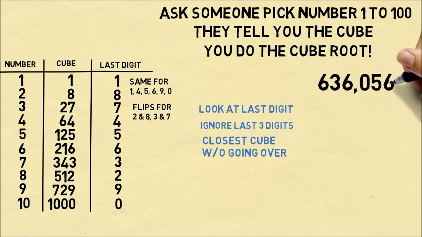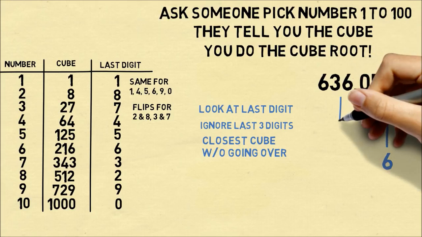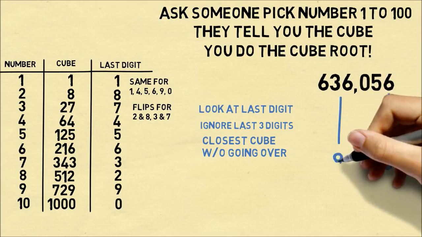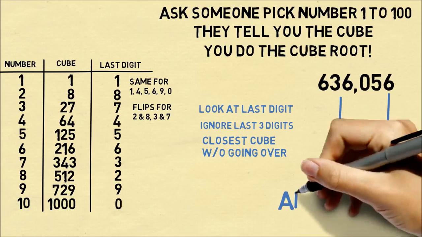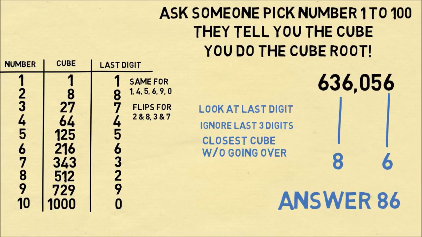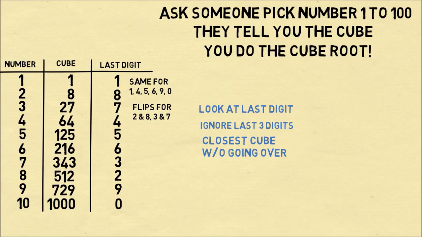So let's imagine they tell you the number is 636,056. We look at the last digit, which is 6, and when the last digit is 6, that corresponds to the number 6. And then we ignore the last 3 digits and we look at 636. That's between the cubes of 8 and 9, so we put 8, and therefore the cube root is 86. Once you memorize this table, you'll be able to do this very quickly.